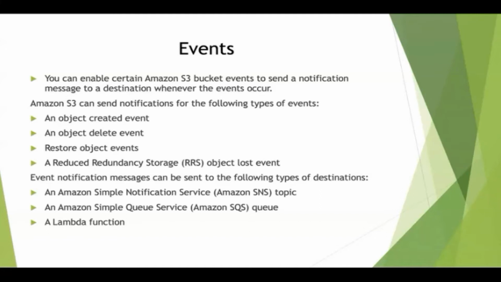Okay. So you need to understand that whenever you put an object or whenever you delete an object or whenever you restore a particular object from a different storage class or whenever you are using reduced redundancy storage and your object is lost, you will be able to trigger notification messages to be sent to these following destinations. It can be to Amazon SNS or to Amazon SQS or to a Lambda function.